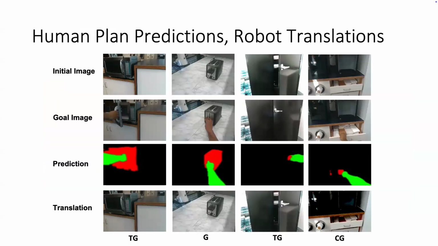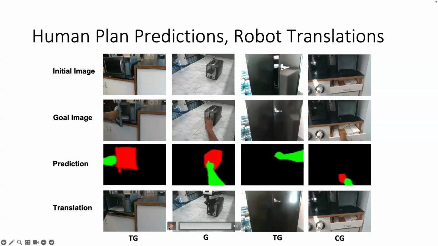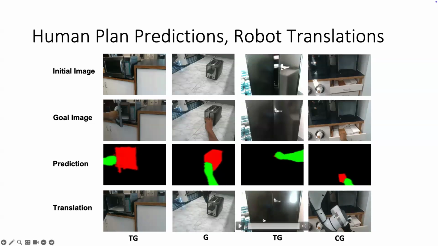And so here are some of the initial examples. Given the initial image of the microwave, this is the predicted plan, and here is the robot action at the bottom of how the robot will go and open it. For the toaster, given the original image and the final image, the plan is again predicted with the segmentations, and then here is the robot action, which converts the plan into robot action.